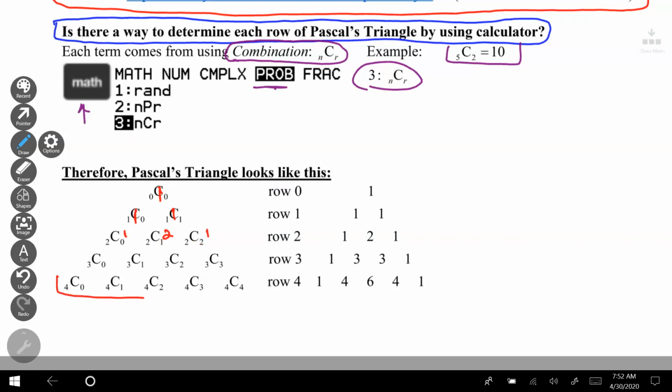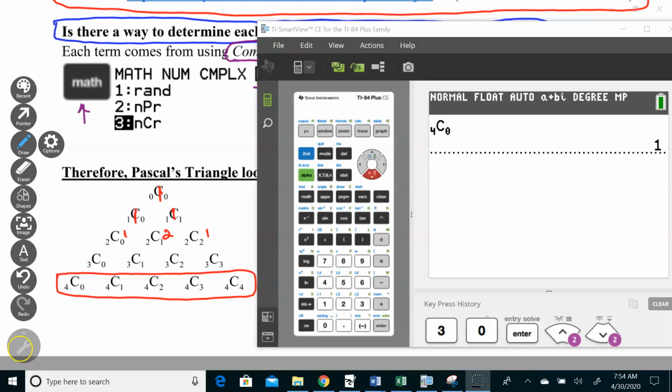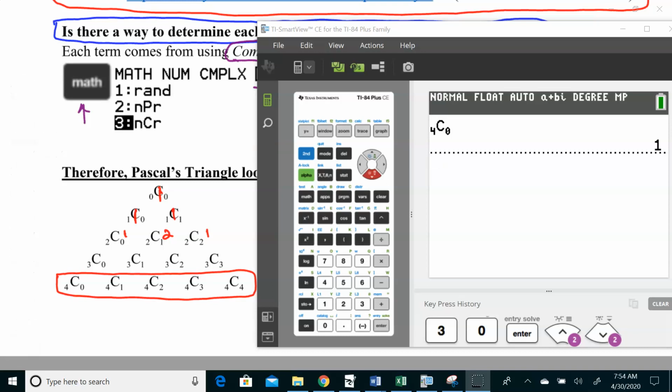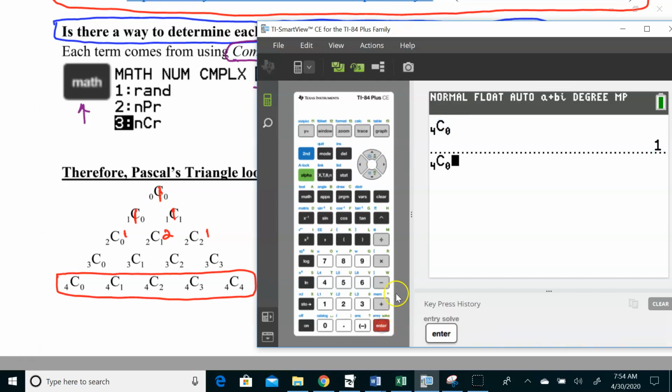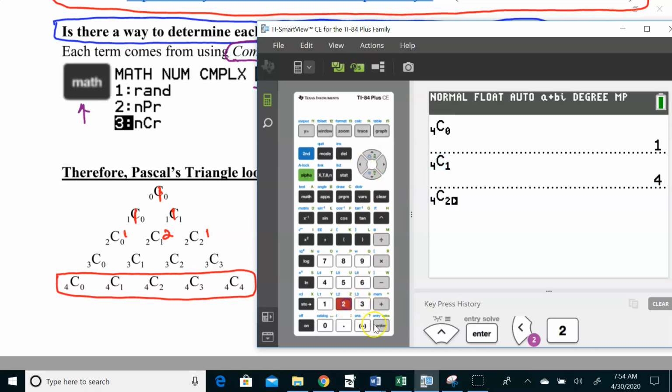I'm going to show you how to put this one into the calculator. So I'm showing you how to calculate the 4th row of Pascal's triangle. I'm going to type in 4C0, 4C1, 4C2. Well, I already did 4C0. 4C1 is going to bring this over. And I can do it over and over, and I could calculate them all out individually.